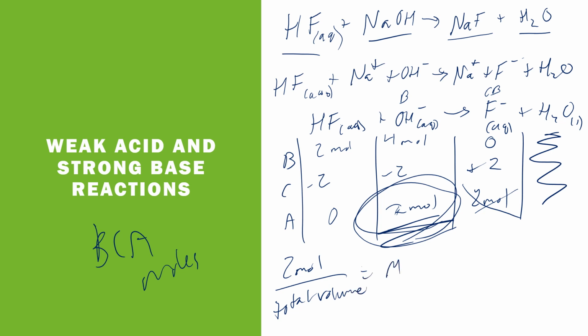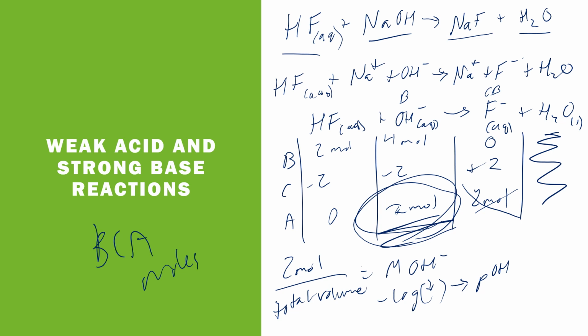And use that for our molarity of the hydroxide. Take the negative log of that value, and you'll get the pOH of the solution. Subtract from 14 to get the pH. So if you have more of your strong base, you can ignore the conjugate base and just use the excess moles of strong base to figure out the pH of the solution.